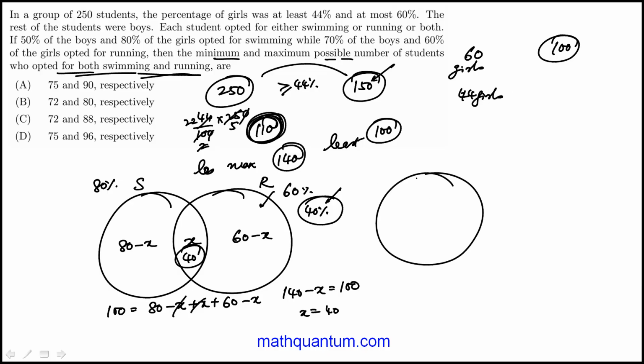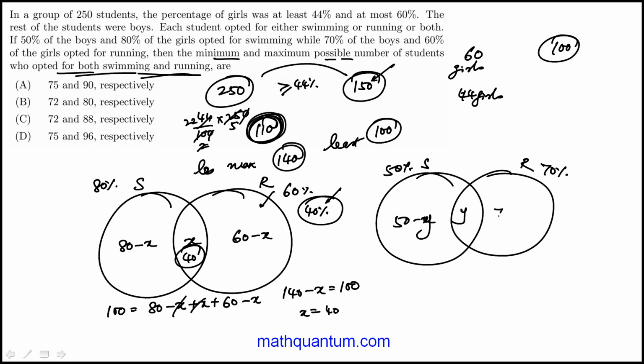So let's do the same case with the boys, where we're told that 50% of the boys opted for swimming and 70% of the boys for running. So again, we do the same thing to figure out the overlap here. I'm using y here. So if you add this up, this would be 120 minus y, which needs to be equal to 100. Same approach as before. So that overlap is 20%.